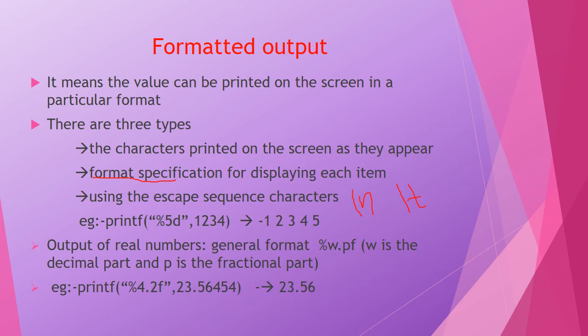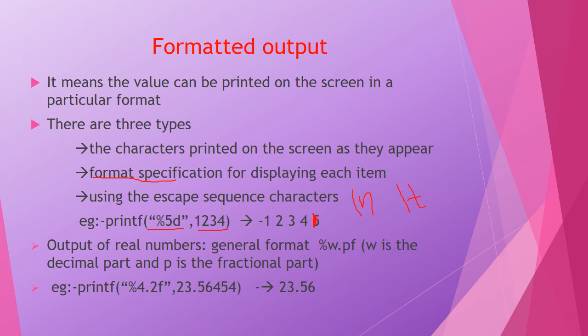I have given here %5d. What does it mean? It means that there should be 5 columns: 1, 2, 3, 4, 5, and I have only 4 numbers. So I left the first column blank. Then I have written 1, 2, 3, 4. Sorry, 5 is not there, by mistake I said 5. So 5 columns with the 4 values.